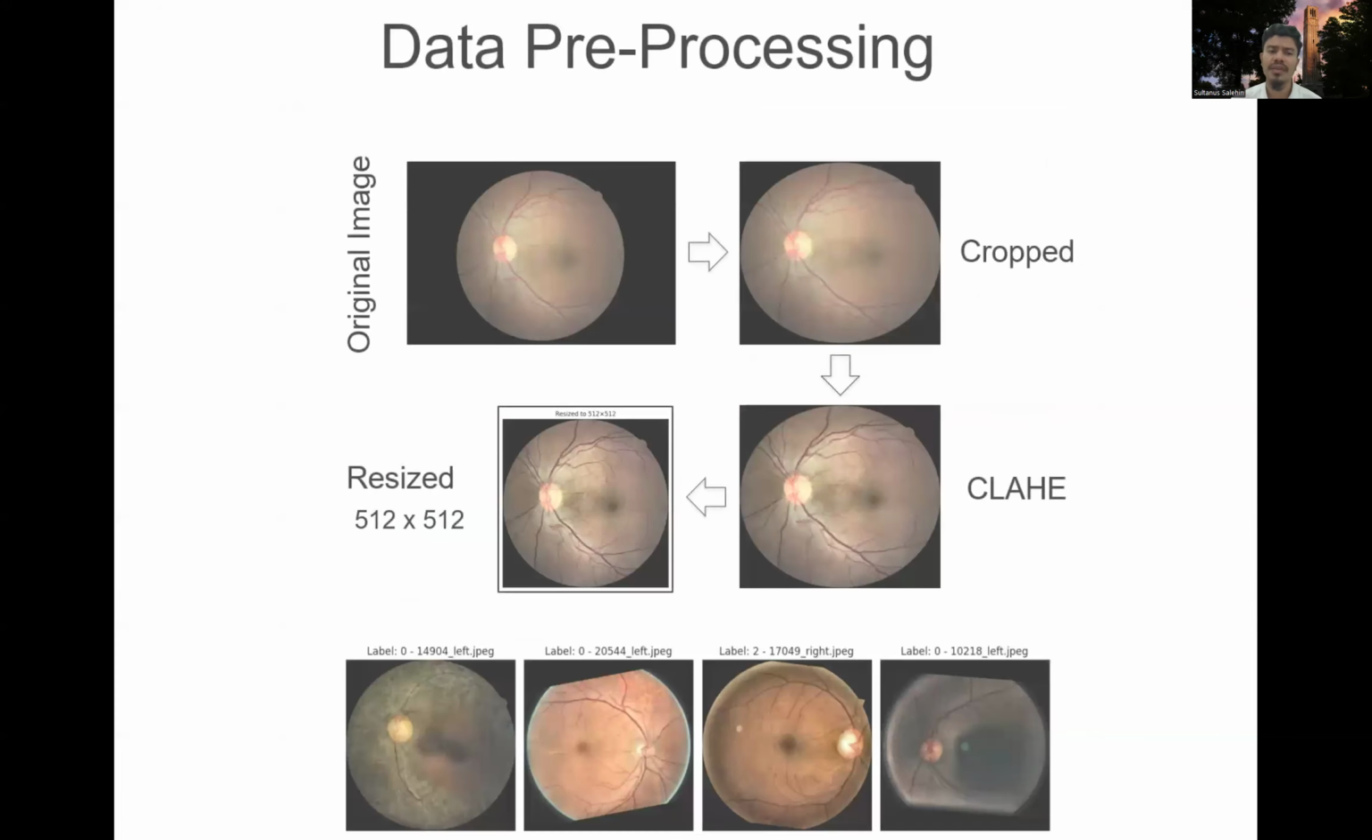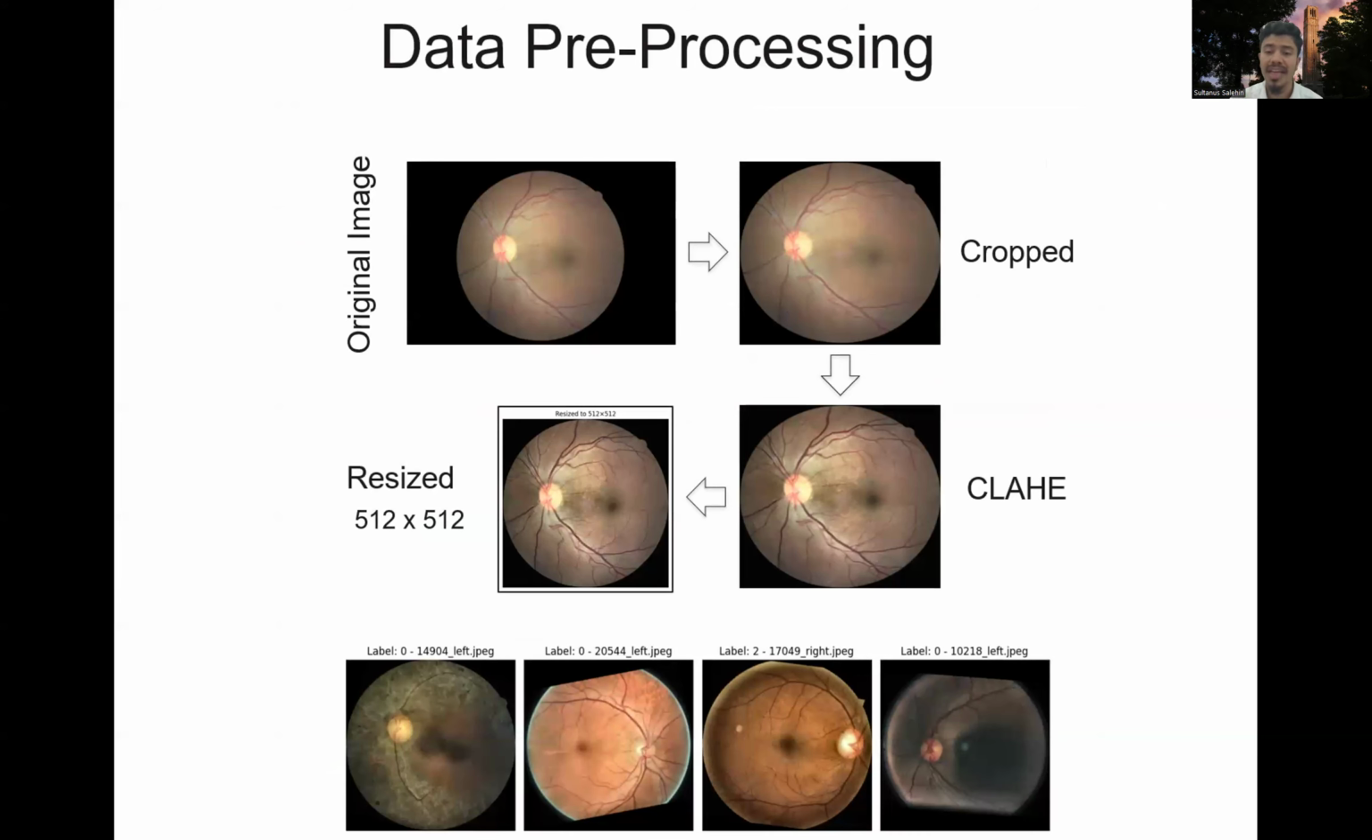As part of the pre-processing, we took the original image and cropped it to remove the black borders. Then we did a pre-processing technique called CLAHE, which is contrast limited adaptive histogram equalization. If you see from the cropped images to the CLAHE images, the retinal veins are more visible. The contrast is enhanced, which is perfect for the neural network to be fed with. And then we resized all the images to 512 by 512 to remain consistent.